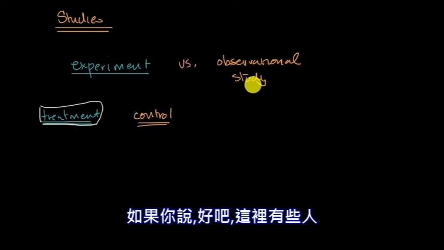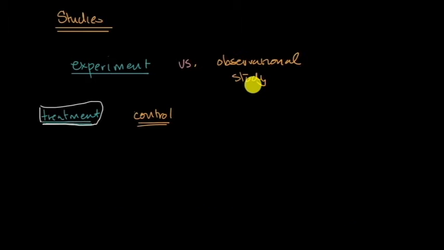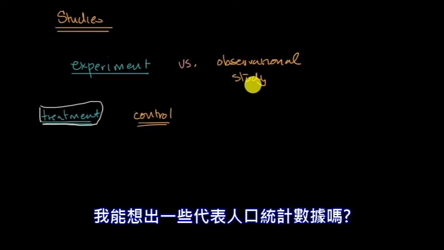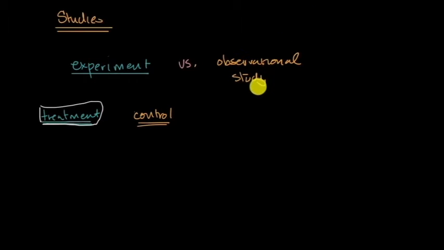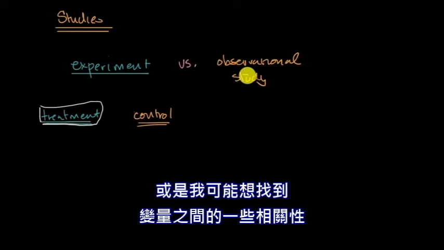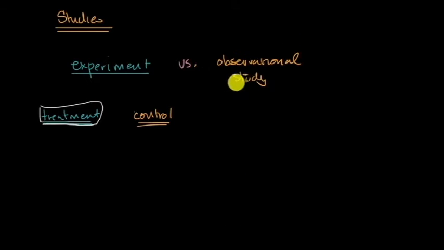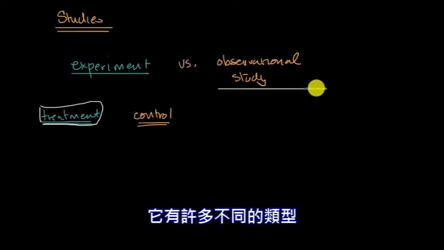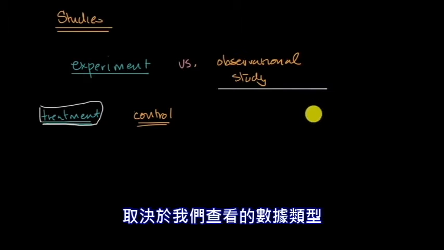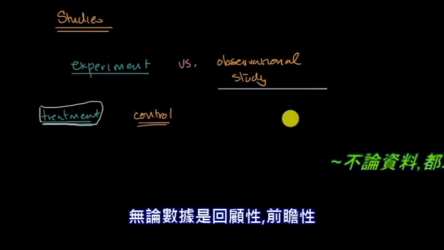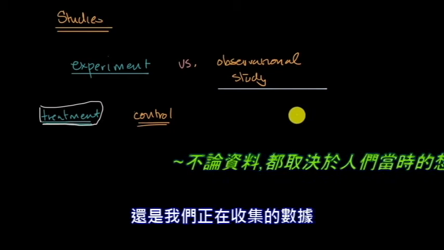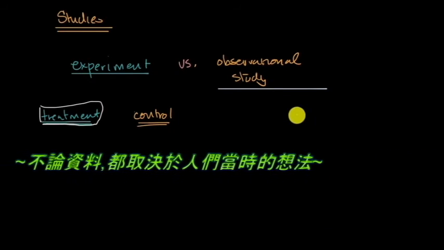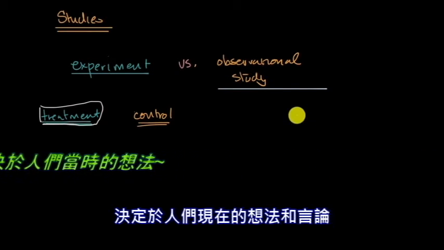You can say, okay, there's a population here. Can I come up with some statistics that are indicative of the population? I might just want to look at averages, or I might want to find some correlations between variables. But even when we're talking about an observational study, there are different types depending on what type of data we're looking at: whether the data is backward-looking, forward-looking, or data that we are collecting right now based on what people think or say right now.